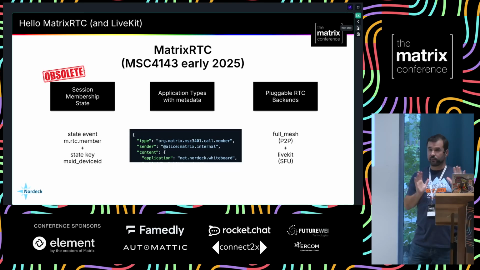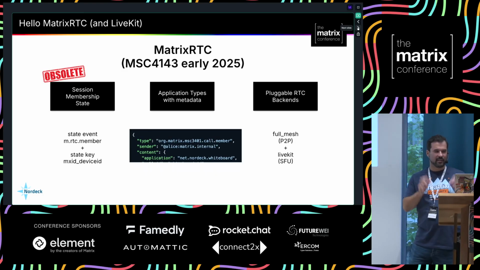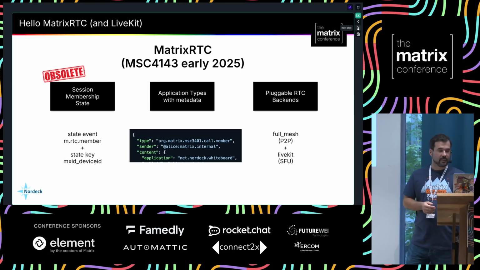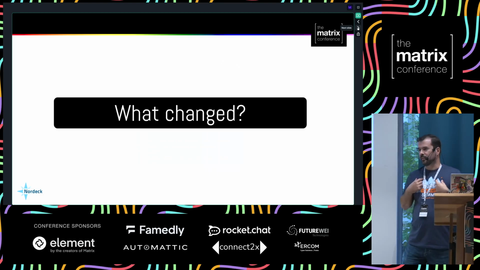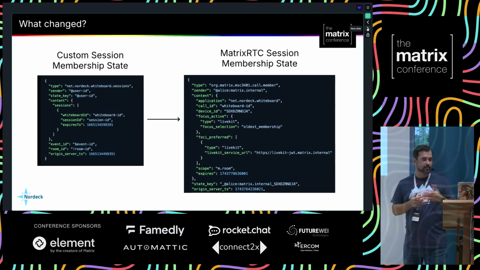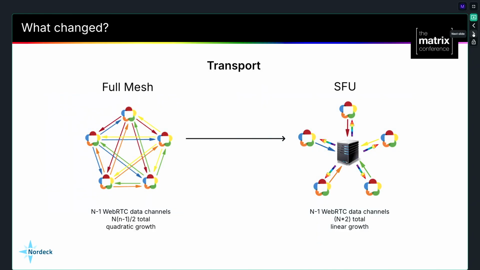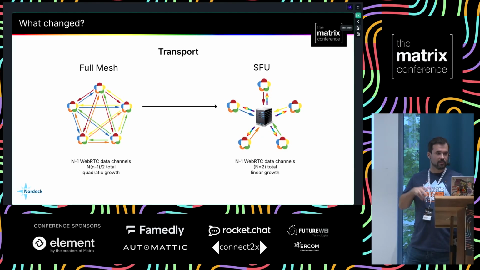So this is sort of obsolete, so I had to change the slides from this week on because of the recent changes. I'll be marking here what's not really the current status of RTC. This is from early 2025. So what changed in NeoBoard with this new approach? Essentially, we moved from the custom session membership state, which was keeping all of the sessions in a single custom state event, and we used the new RTC member session membership state approach. So this was one of the main changes, how we manage sessions. Obviously, the backend was also something that we changed, going from full mesh to SFU.